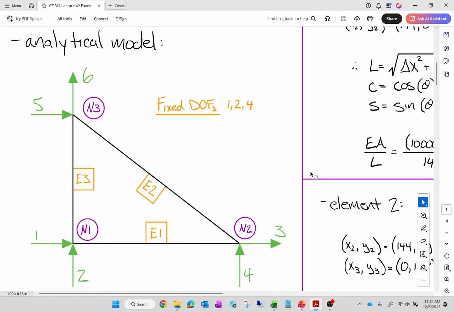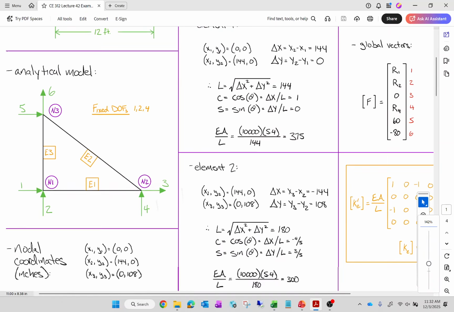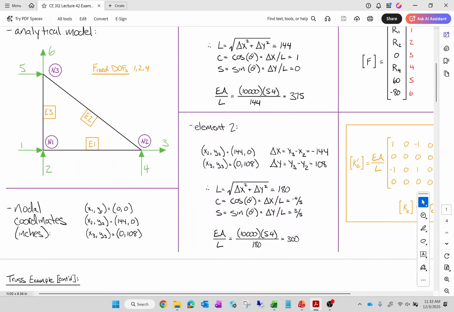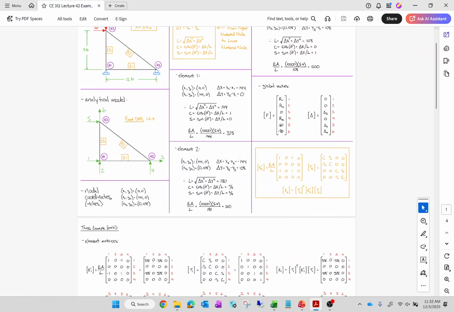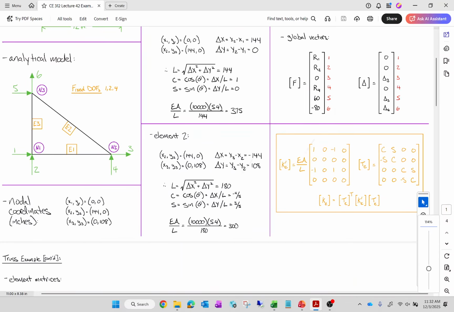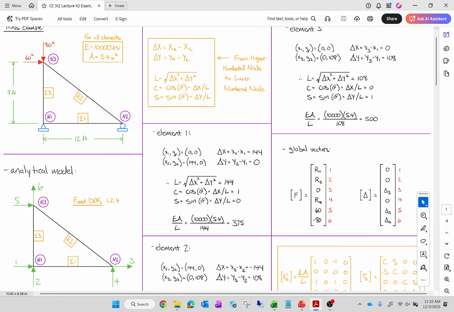Okay, so let's go through this problem a little bit more systematically. We did element number 2. I want to do the whole problem, so I'm going to walk through the whole problem with you. The first thing we have is our nodal coordinates. We've already figured that out. I just wrote node number 1 is 0, 0. Hold on. So what do I have here?